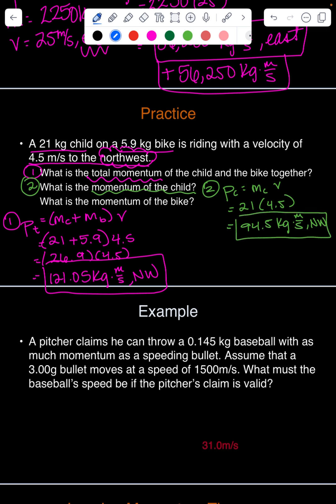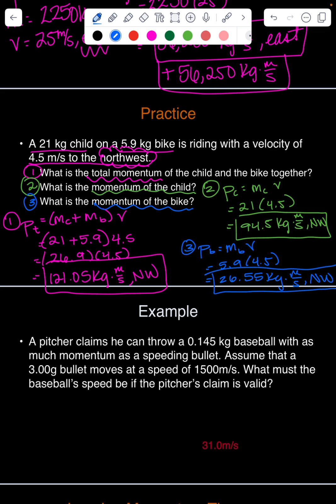And then last but not least, I want to find the individual momentum of just the bike. So if I'm looking for the momentum of the bike, I'm going to use the bike's mass times the velocity of both of them. So that's going to be 5.9 times 4.5. So 5.9 times 4.5 does give us 26.55 kilogram meters per second to the northwest.